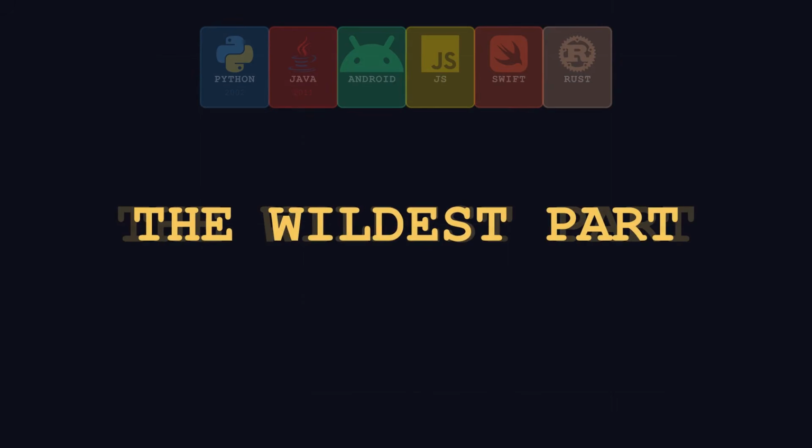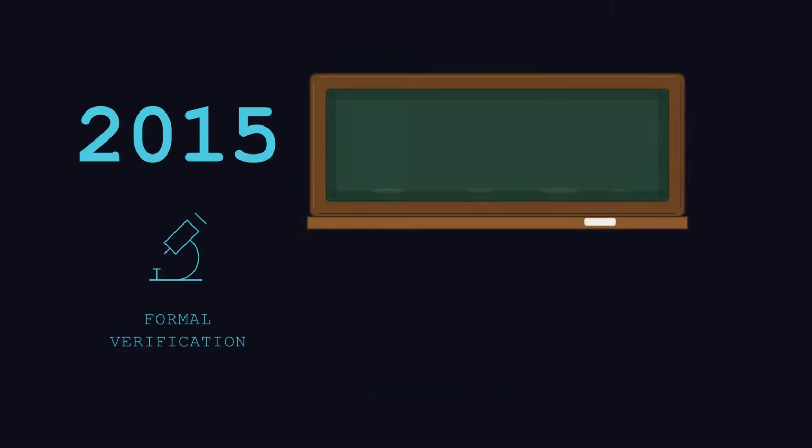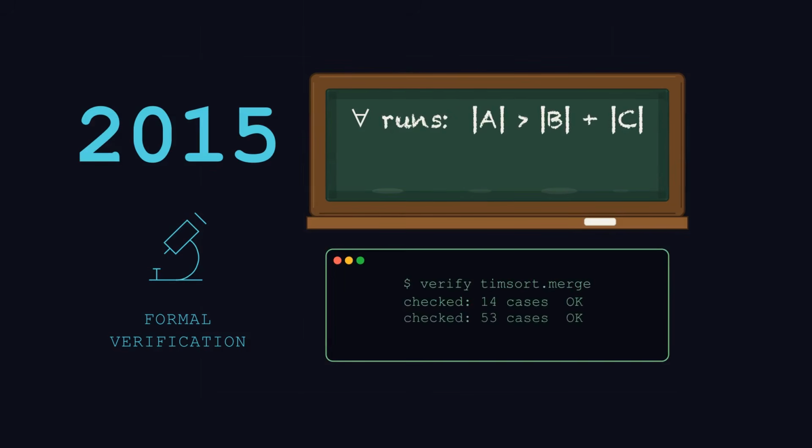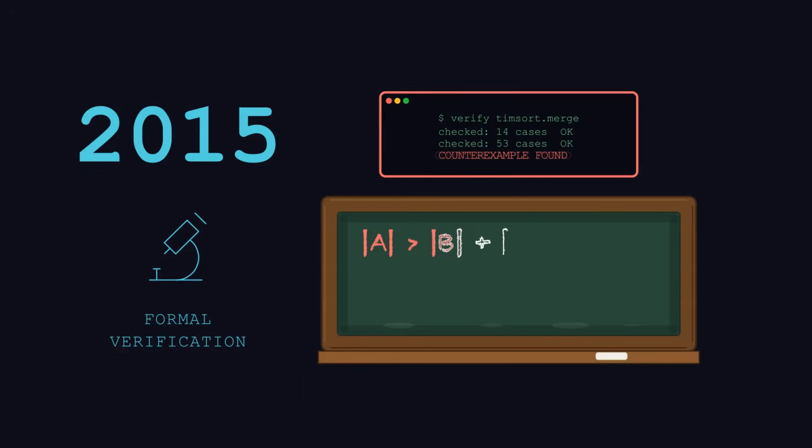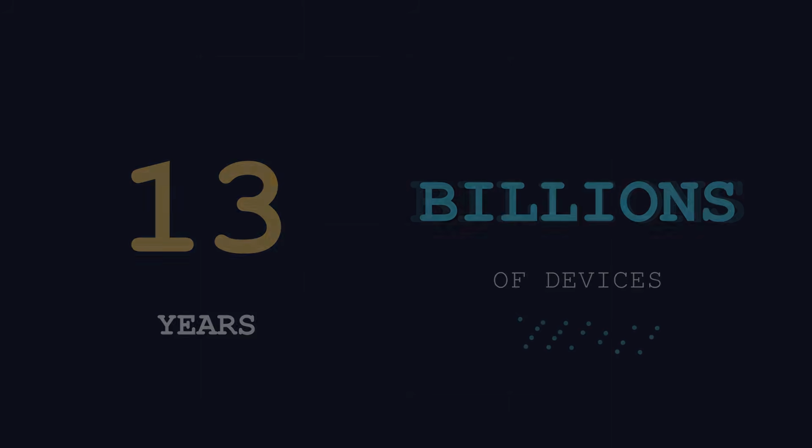And here's the wildest part. In 2015, researchers formally verified Timsort's merge strategy, and they found a bug. A subtle invariant violation that had been there since the original code. It had never triggered in 13 years of production use, on billions of devices. They fixed it. But the fact that it took formal verification to find it tells you how well designed the algorithm was from the start.